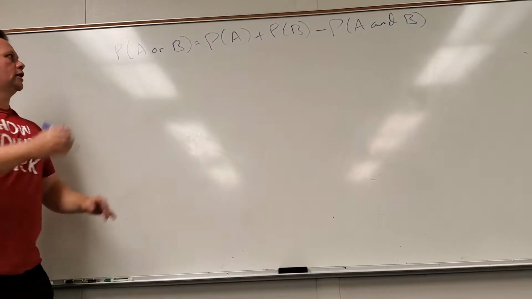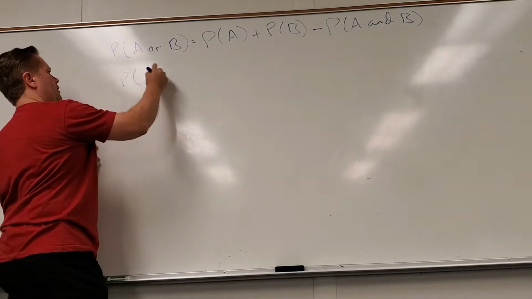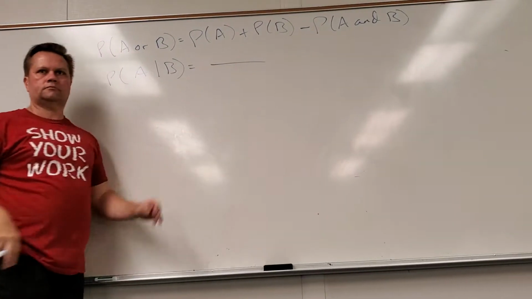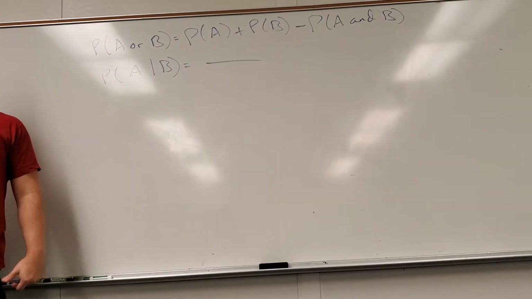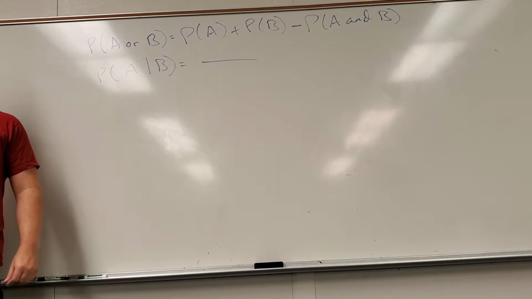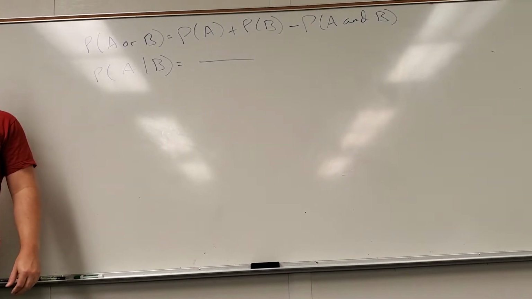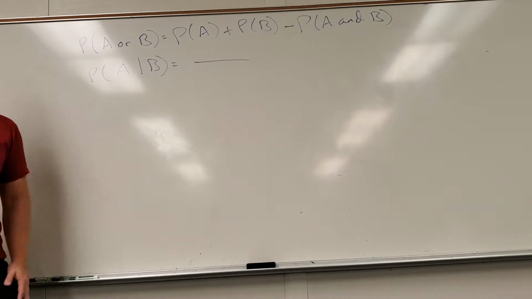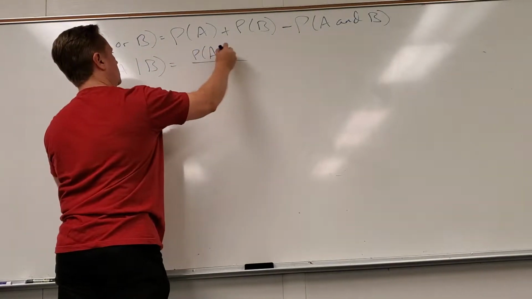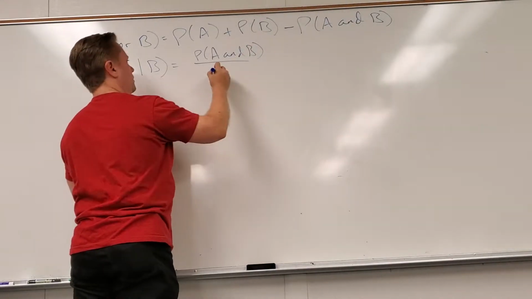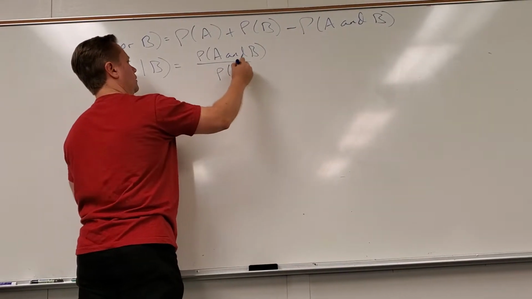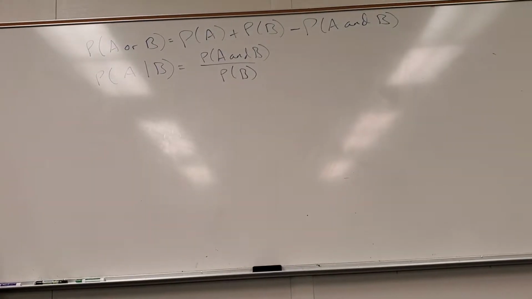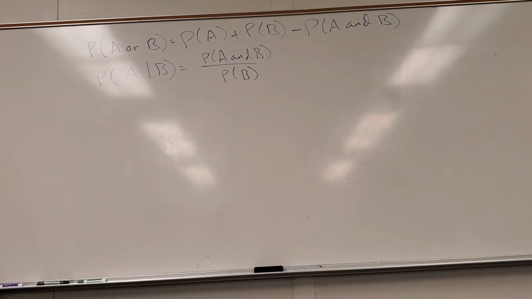Coolness. And then we have the probability of A given B. A and B, addition on the top. I mean, multiplication on the top. Yes, it's P(A and B). So no multiplication, just P(A and B), divided by P(B). I like it.